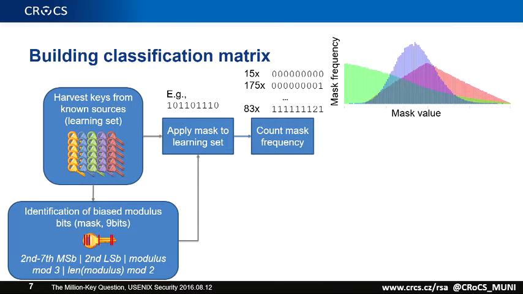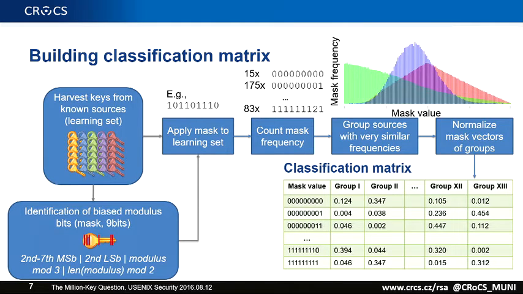This is an example histogram for 3 different sources, and you can see that these histograms are different, okay? So we can distinguish between these 3 sources. Sometimes it will happen that 2 libraries produce exactly the same or almost the same mask frequencies. Then we cannot distinguish between these 2 libraries, and we will group them together into the same classification group, okay?